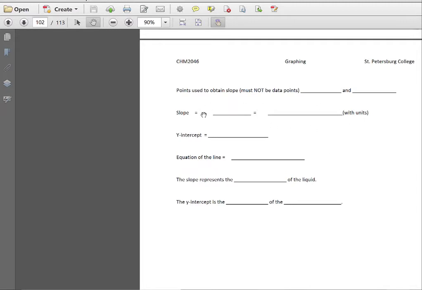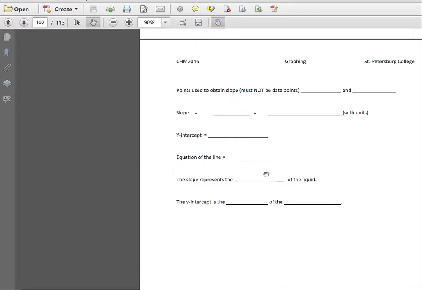You can get the slope using Excel as well. The thing with Excel is that it's going to have less error than you drawing it by hand, so you can do both and compare. I'll show you how to do it in Excel as well. You have to get the y-intercept. You have to get the equation of the line. What does the slope represent?